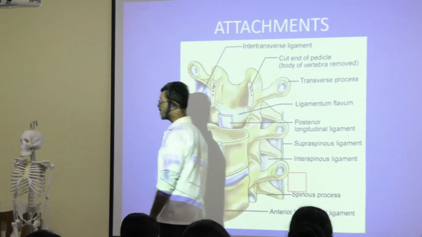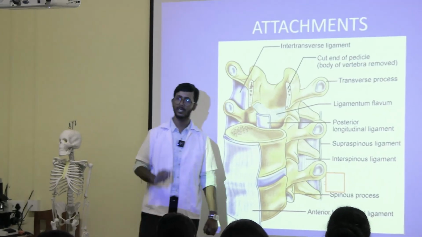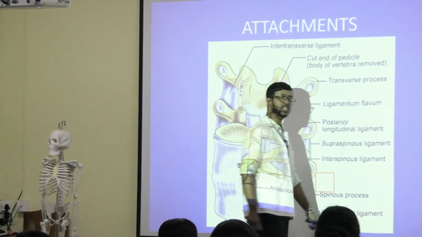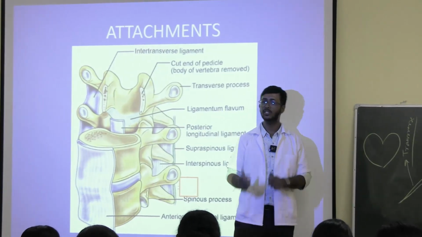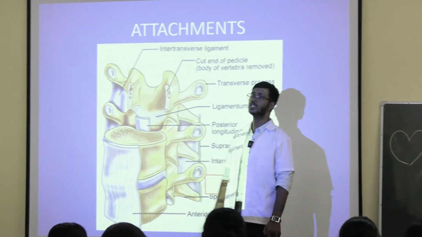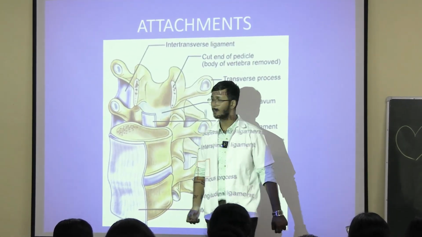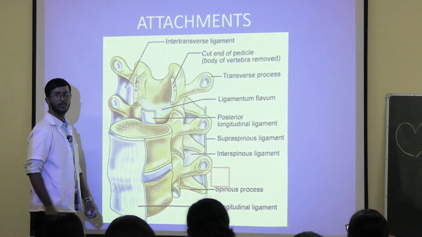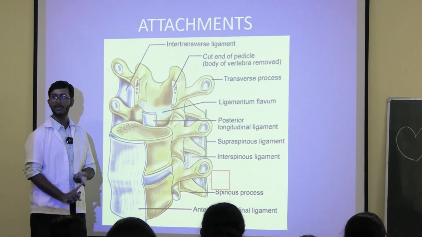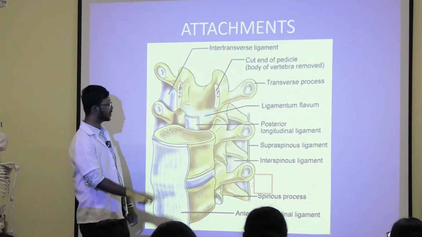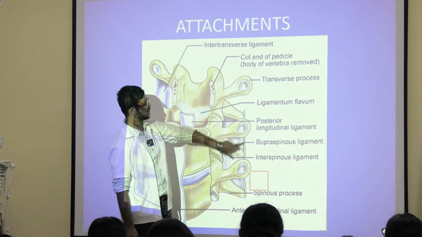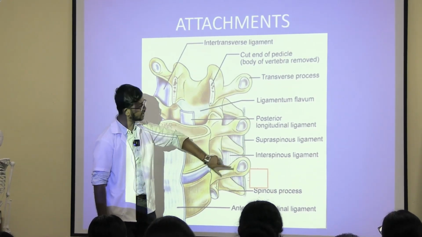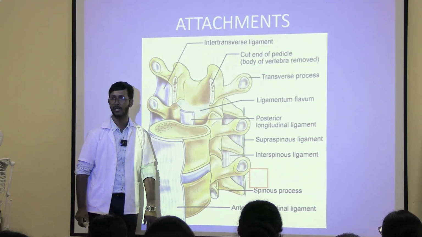Okay, levator costae is present posterior to the transverse process. The superior transverse ligament is present almost anterior to the transverse process, and the inferior transverse ligament is present inferiorly. Okay. And on the spinous process you will see the supraspinous ligament and interspinous ligament. So this is the supraspinous ligament, and in between the spinous processes you will see the interspinous ligament.